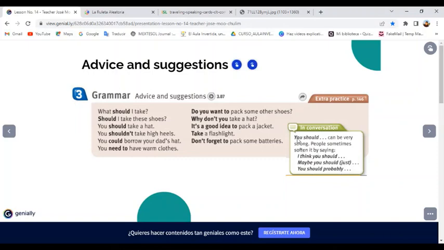Okay, aquí nos dice que la expresión you should en ocasiones puede ser muy fuerte y las personas en ocasiones hacen que esta expresión sea un poco menos fuerte agregando las siguientes expresiones: I think, maybe, or probably. Si decimos solo you should, puede ser muy fuerte para algunas personas. Es por ello que se sugiere utilizar las siguientes expresiones: yo creo que deberías, tal vez deberías, o probablemente deberías. Si les agregamos estas expresiones a should, se vuelven menos fuertes.